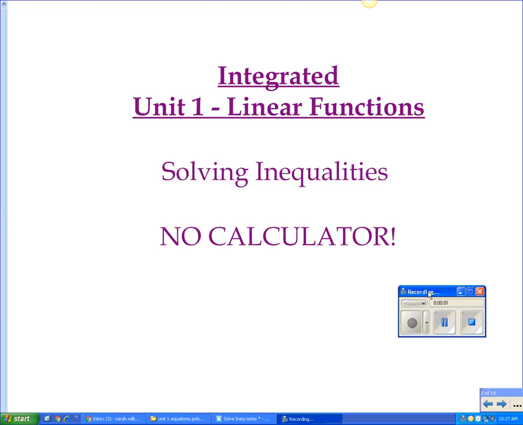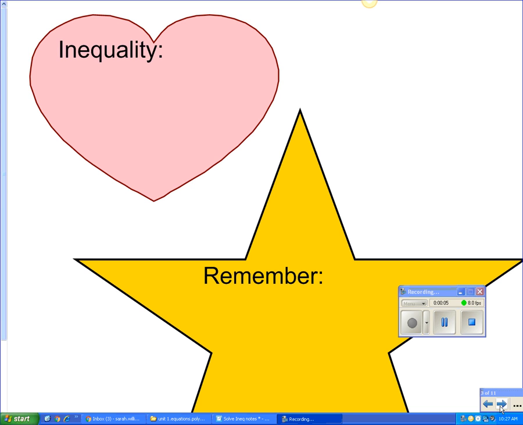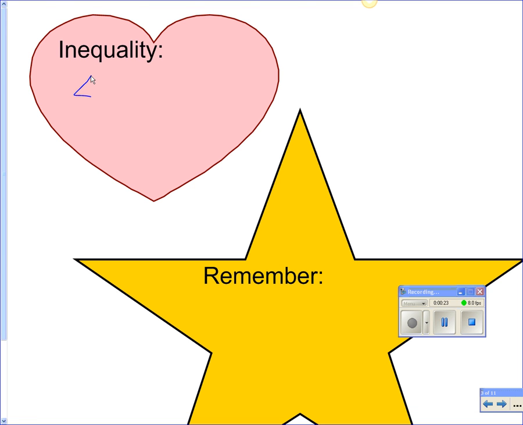All right, so solving inequalities is our lesson today. So, an inequality. Does anybody remember the definition of an inequality? Yeah, it's not equal, so what symbols does it have? All right, an inequality is less than or greater than or less than or equal to or greater than or equal to. Okay, so you just need to write this somewhere on your paper. Inequality is those symbols.